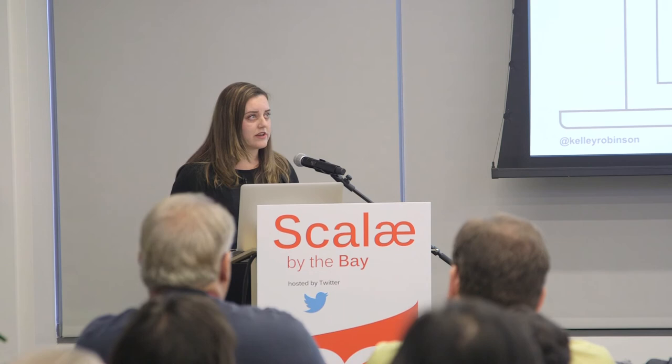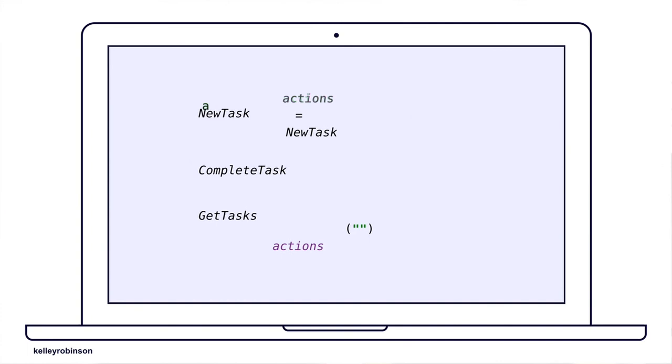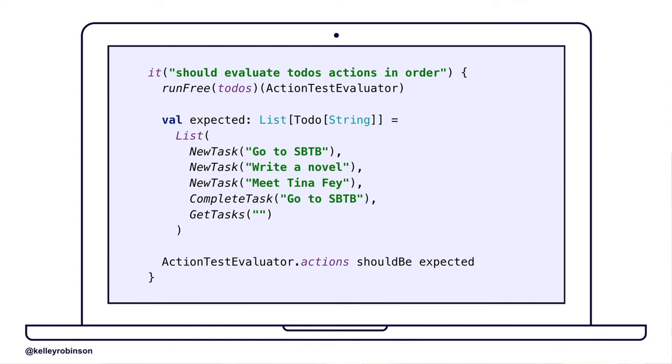And this is how you run it. So you'll feed your list of to-dos to the run free function, give it the instance of the test interpreter, or the interpreter in general that you want to use, and then you can see here how we've compared it to our expected list of actions.